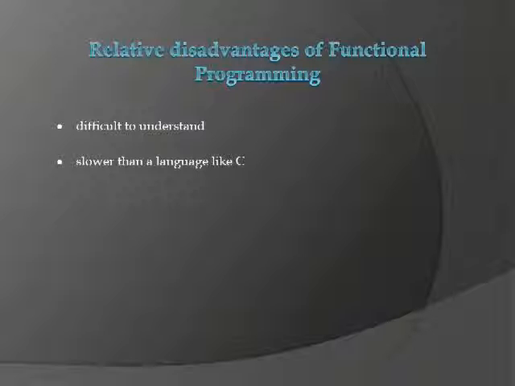Functional programming languages are usually slower than a language like C would be. This is becoming less of an issue over time because computers are getting faster and compilers are getting smarter.